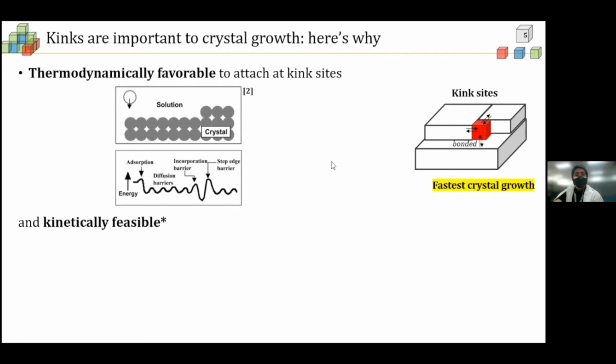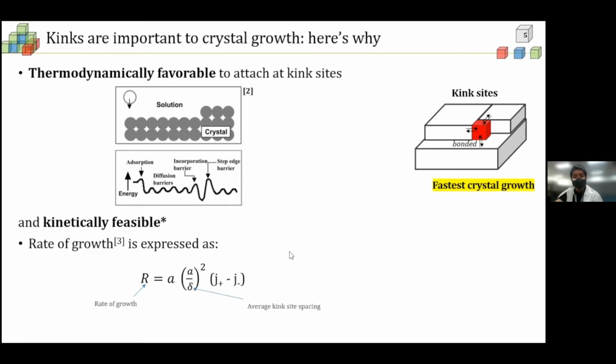Okay. Likewise, what we'll also discuss in this chapter is that this is also kinetically feasible. So we are thermodynamically favorable on the kink sites and likewise kinetically feasible. Its rate of growth is expressed by this expression here. This is the rate of growth R. We have a as the interatomic spacing or the lattice spacing constant. This delta here would be the average kink site spacing. And this whole term here that's squared would be the probability to find the kink site.